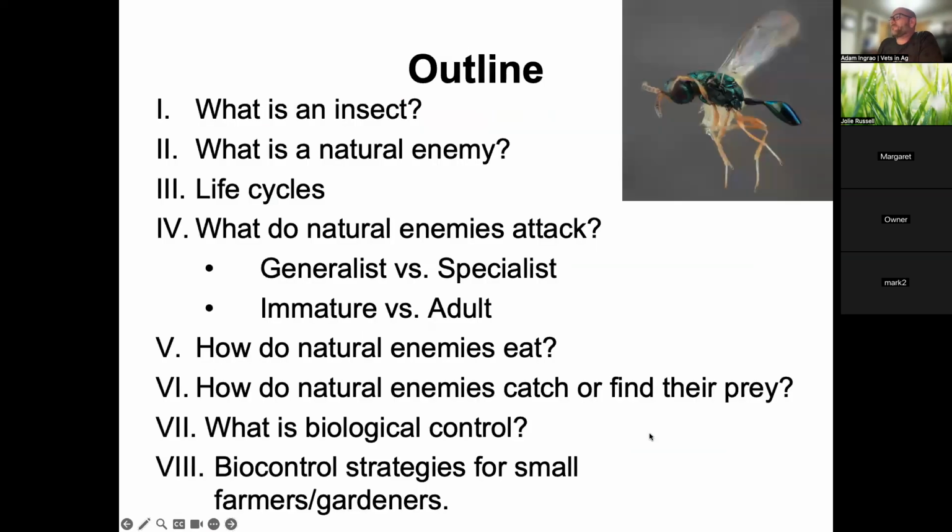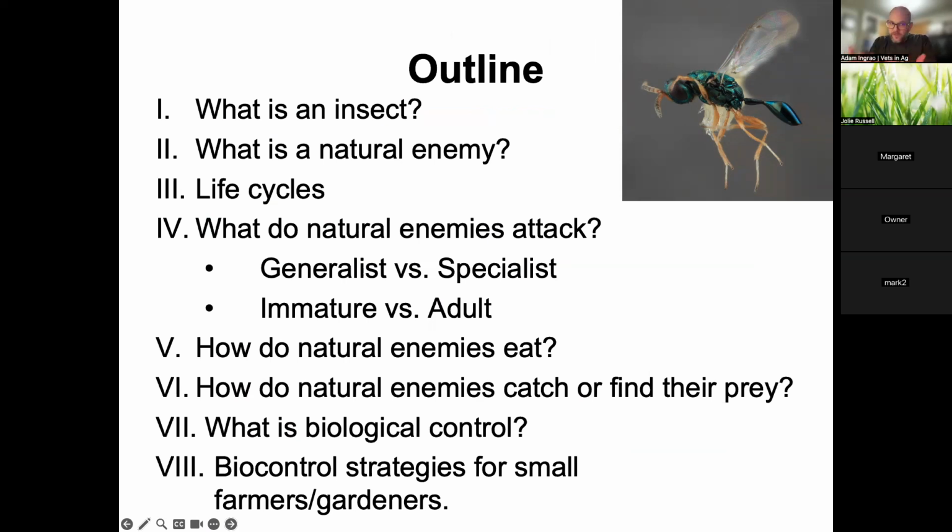Okay, so this is the agenda that we're going to look at for tonight. Basically, we're going to go over a few different criteria to get you familiar with the topic. We'll start with the basics, like what is an insect, and then go into the different types of insects that we consider biological controls.